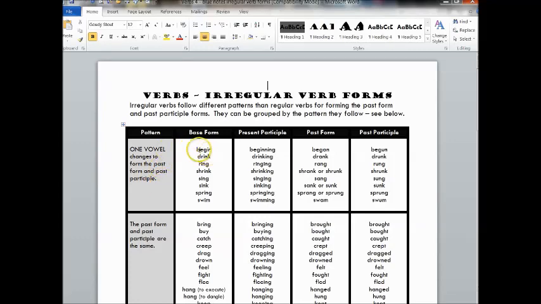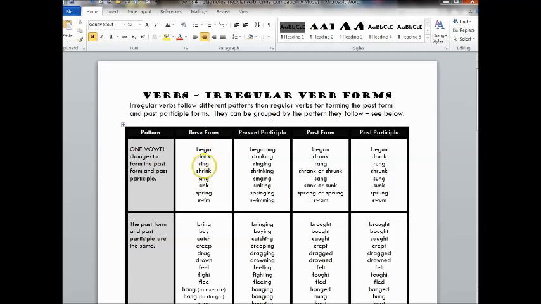So if you look at our examples, we have begin, beginning. The present participle stays the same, ing on the base form. Then we change the I to A for began, and then to U for begun. Drink, drinking, drank, drunk. I to A to U. Ring, ringing, rang, rung. Shrink, shrinking, shrank, shrunk. Sing, singing, sang, sung. Sink, sinking, sank, sunk. Spring, springing, sprang, sprung. Swim, swimming, swam, swum. Yes, swum is correct.